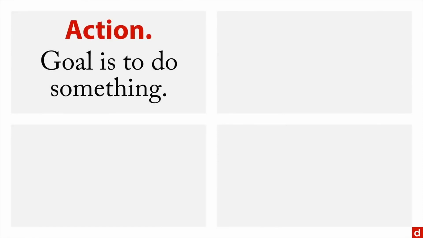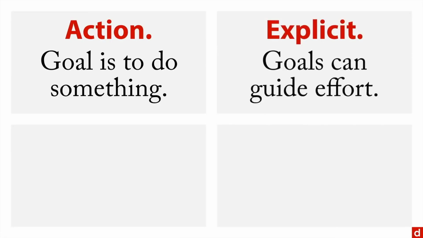First off, data science is action oriented. The goal is to do something as opposed to simply understand something, which I say as an academic practitioner. Also, your goal needs to be explicit, and that's important because the goals can guide your effort. So you want to say exactly what you're trying to accomplish so you know when you get there.